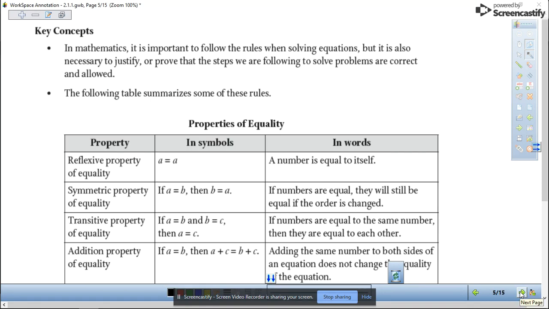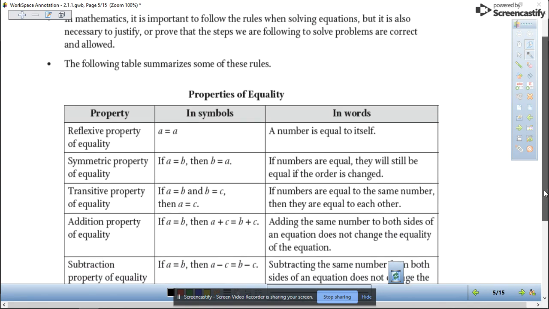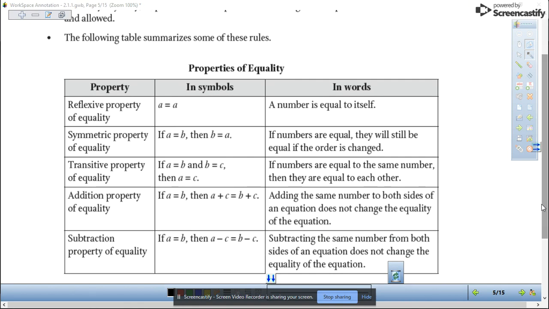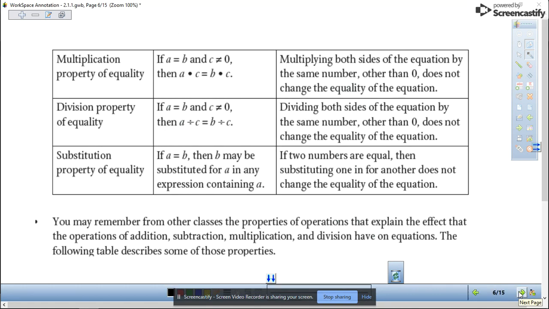In the notes, you have all these different properties. Reflexive property, right? Symmetric, transitive, addition, subtraction. Okay, we're going to keep going. Multiplication, division, substitution. Guys, I am not going to sit here and read through all these and go through an example of each one. I expect you to be able to read that stuff, see if it makes sense to you, and if you have questions about those notes, make sure you ask me in class, please.